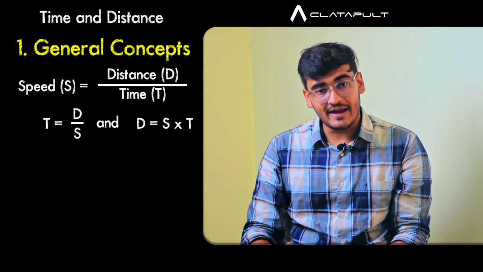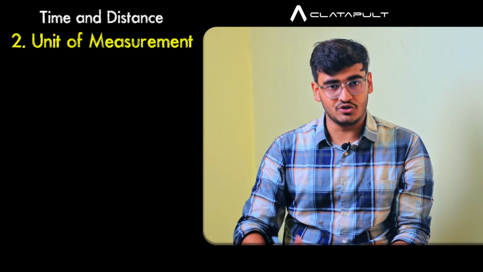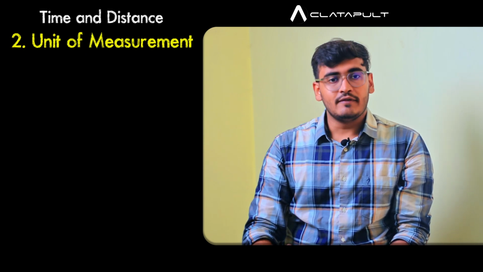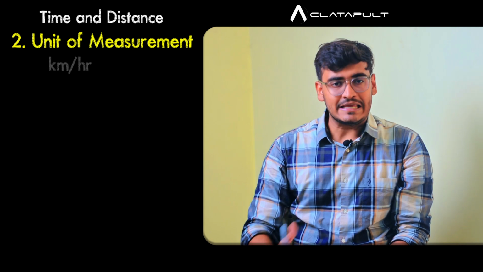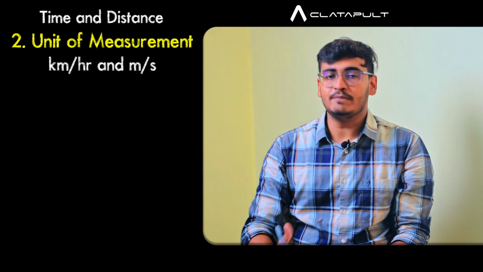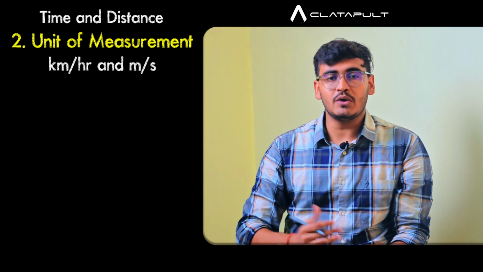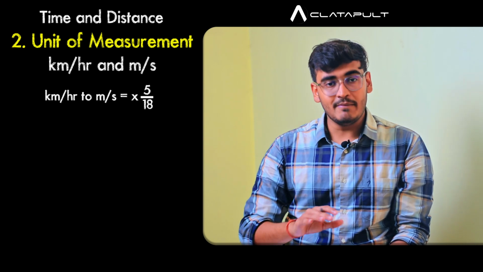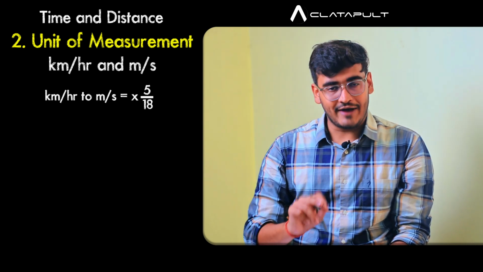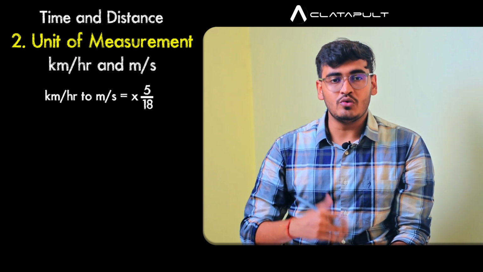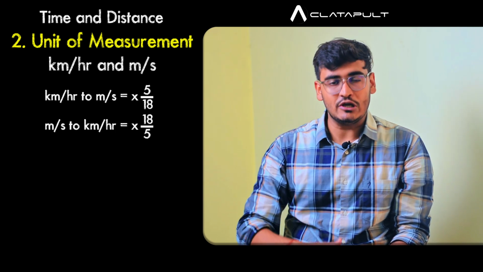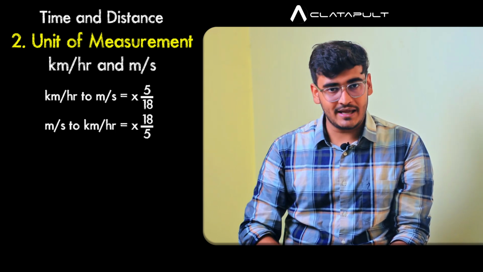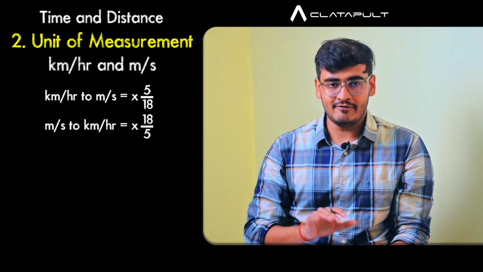Now, the second thing that we have to note is the unit of measurement. Usually in this chapter, the standard units of measurement are kilometers per hour and meter per second. If we have to convert a quantity from kilometers per hour to meter per second, we multiply it by 5 by 18. And if we have to do the reverse, meter per second to kilometer per hour, then we multiply the quantity by 18 by 5.